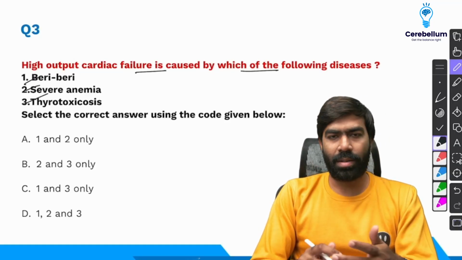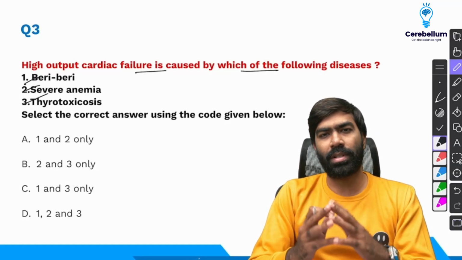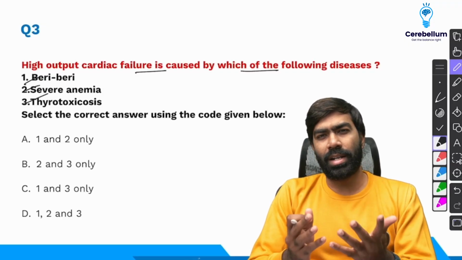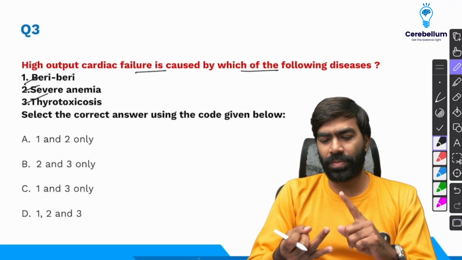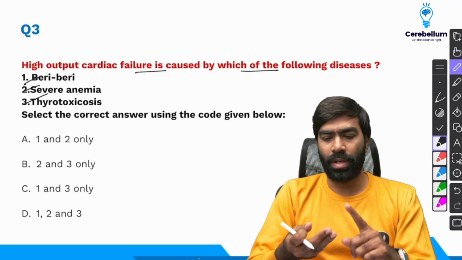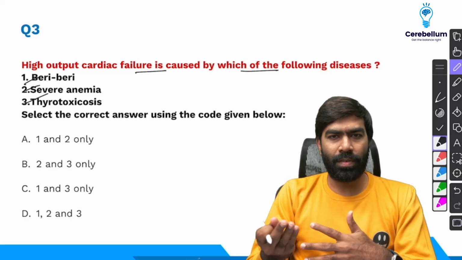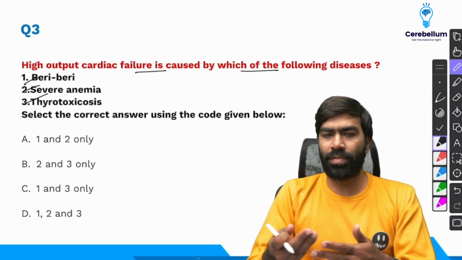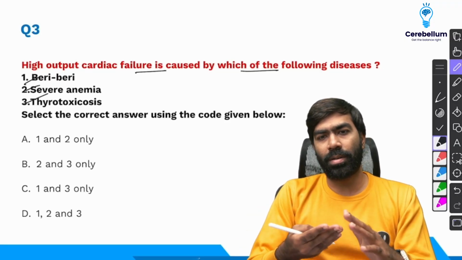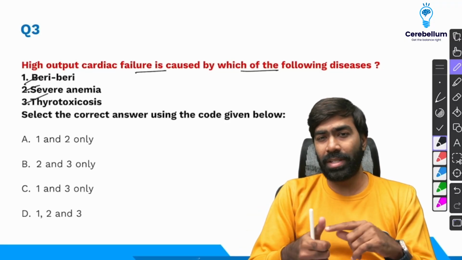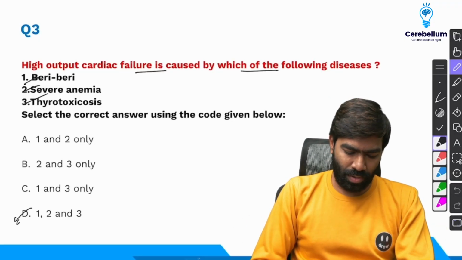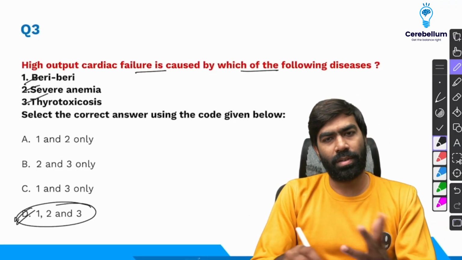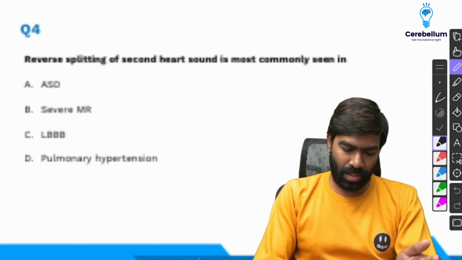All three are correct, because we know high output cardiac failure occurs in conditions that cause hyperdynamic circulation. What are those conditions? Severe anemia, thyrotoxicosis, especially thyroid storm, beriberi, especially the wet form, which is due to thiamine B1 deficiency. Then it can occur in AV fistula and Paget's disease. There are so many conditions that can result in high output cardiac failure. So here, of course, the answer is going to be 1, 2, and 3.